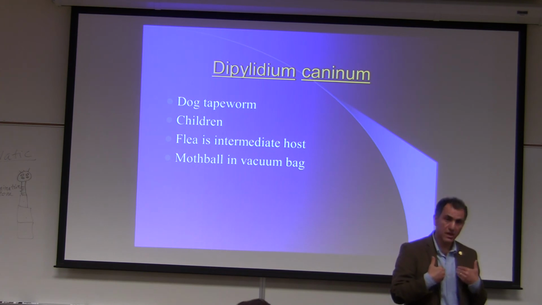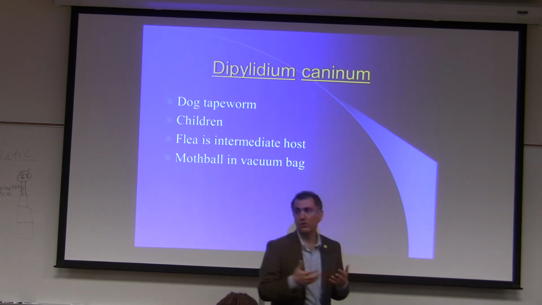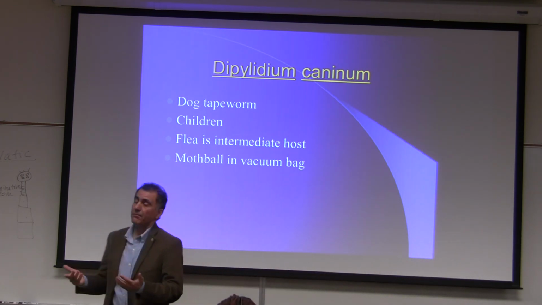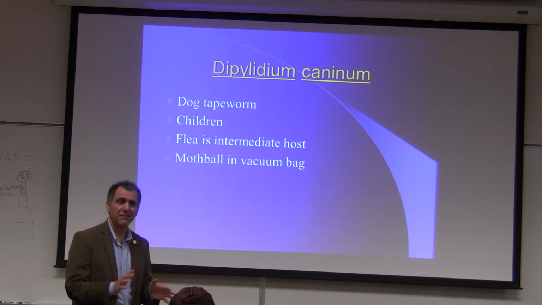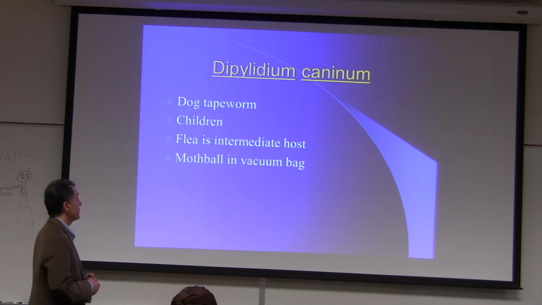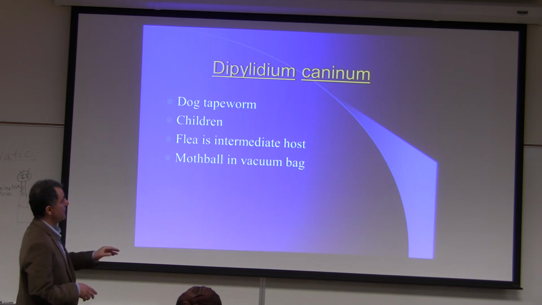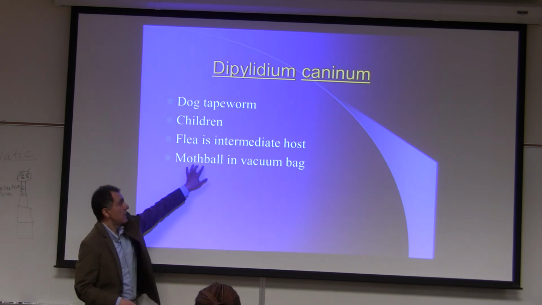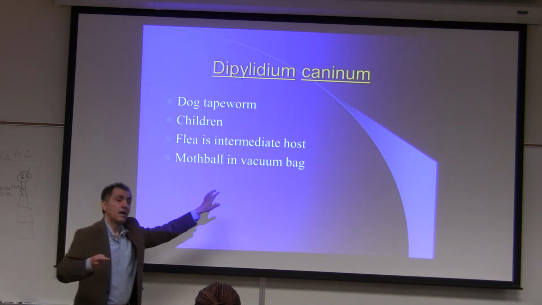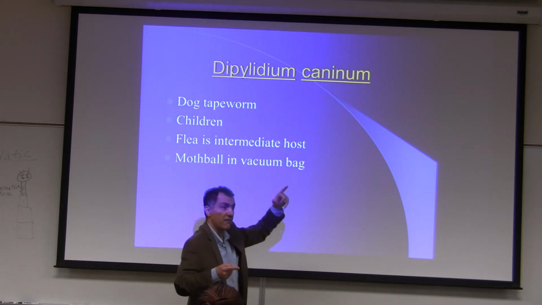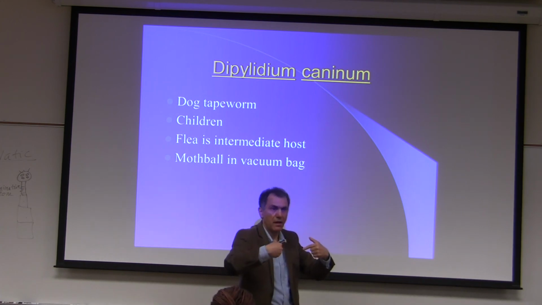As I said, we adults do not get it, maybe because we have a stronger immune system. Children, usually age 4, 5, 6, 7, get it if you have a pet in the house. I do not recommend putting mothballs in the vacuum bags anymore to get rid of the cycle between dog, flea, and human. Am I making some sense?